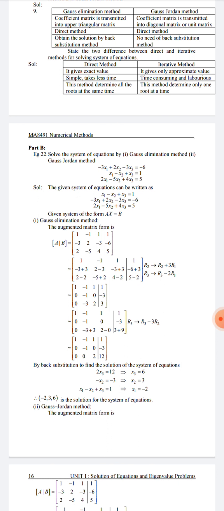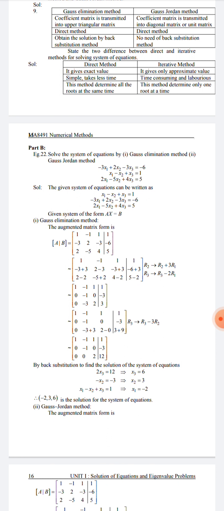The given system of equations can be written in an order such that the coefficient of x1 in the first equation must be 1, so that you can easily solve the equations. So here what we have to do is find the values of x1, x2, x3.